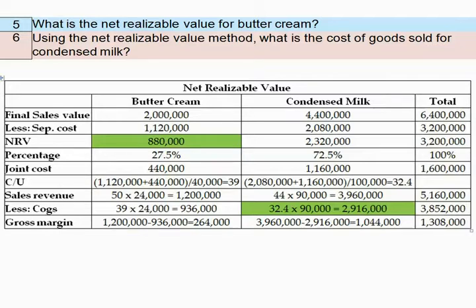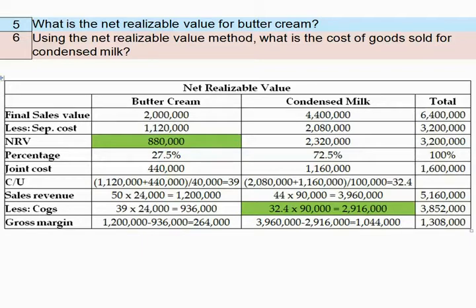For condensed milk, final sales value 4,400,000. So total final sales value 6,400,000 less separable cost for condensed milk 2,080,000. Total separable costs 3,200,000. Net realizable value equals 2,320,000 with total 3,200,000.